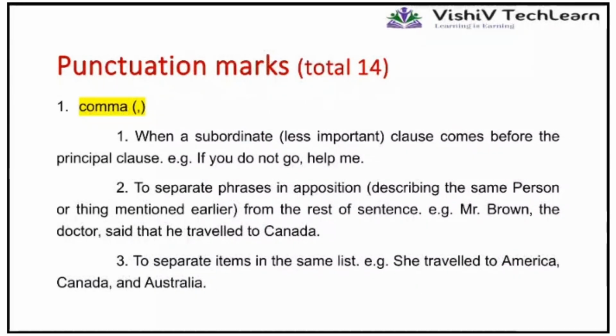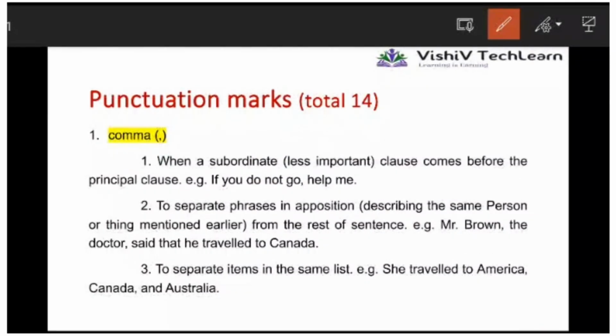And the third use of the comma is to separate the items in the same list. For example, she traveled to America, Canada and Australia. So this is how we can use a comma in these three cases, 1, 2 and 3. The first use is to join two sentences. The second use is to describe the same person or thing, for example, Mr. Brown, the doctor. And the third use is to separate items in the same list, for example, America, Canada, Australia.